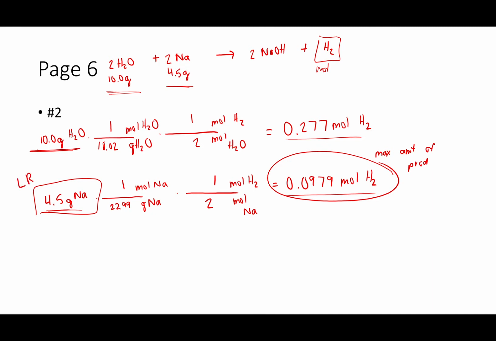Okay, so the whole point of number 2 is to arrive at this conclusion, that 4.5 grams of sodium is the limiting reactant. But I had to do 2 problems to prove it. Okay, let's try another one. Let's look at number 6 on page 6. Number 6 says, aluminum reacts with oxygen gas to produce aluminum oxide. And you said, oh, I have to write an equation first. So let's go ahead and do that.